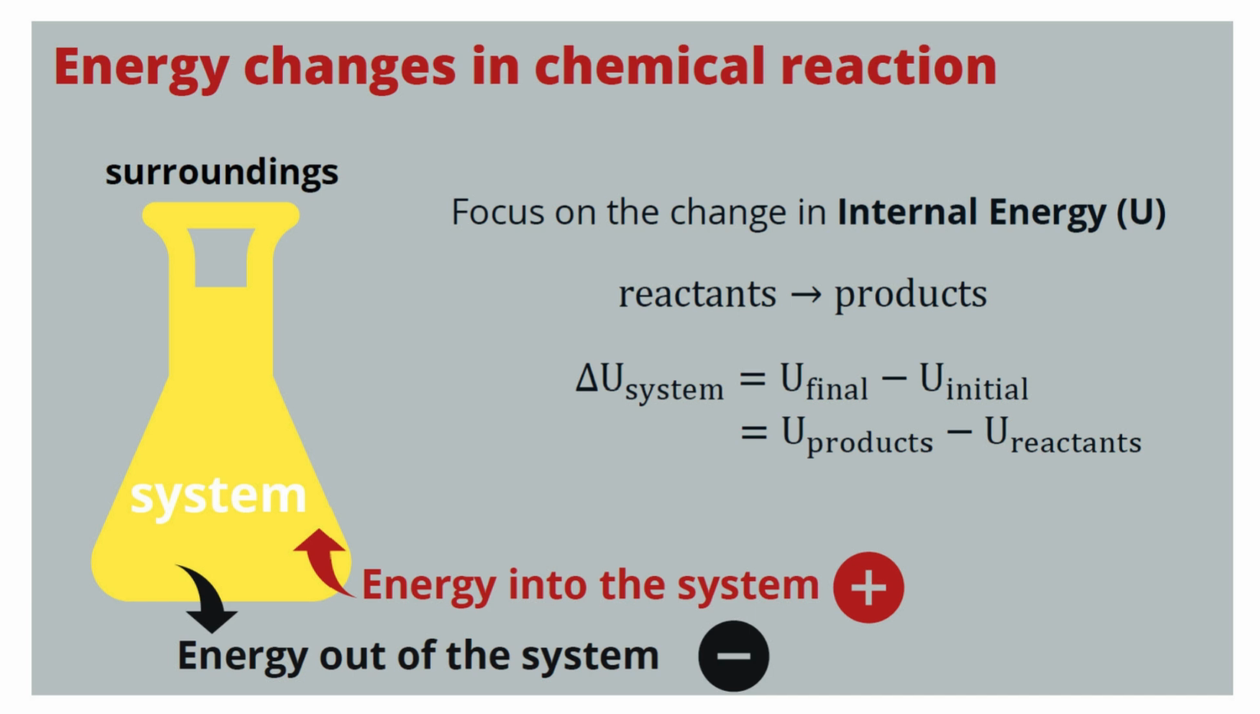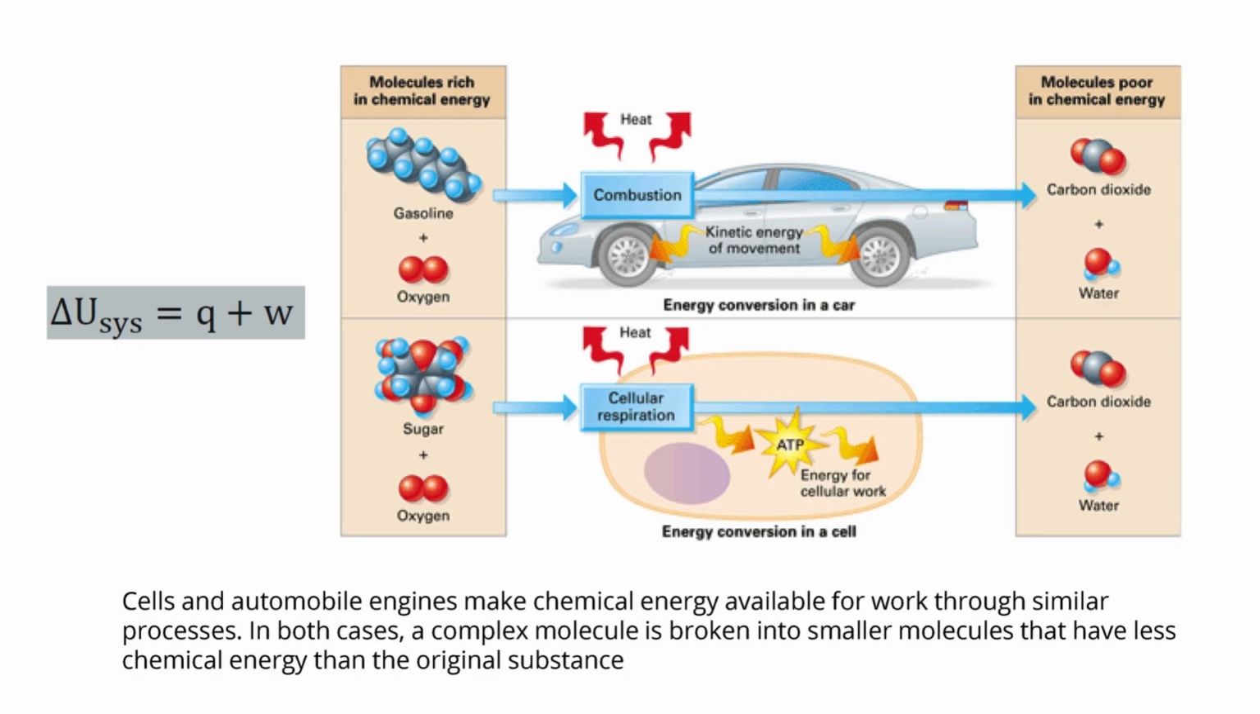The source uses a great comparison. Cells using glucose and car engines burning gasoline. Yeah, it's a good one. Both take complex molecules, high in stored chemical potential energy, and break them down into simpler ones, like CO2 and water, which have less stored energy. And that difference in energy has to go somewhere, right? First law. Precisely. It's released. In the cell, it powers life processes, work. In the engine, it pushes pistons, that's work done by the system, and a lot escapes as heat. You need that radiator. The energy is conserved, just changed from potential to kinetic and heat.